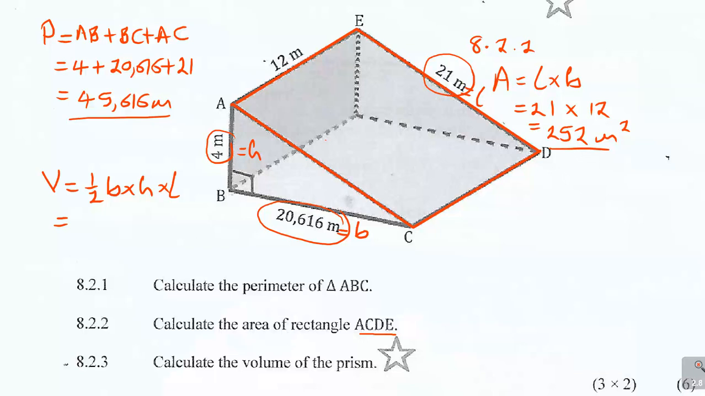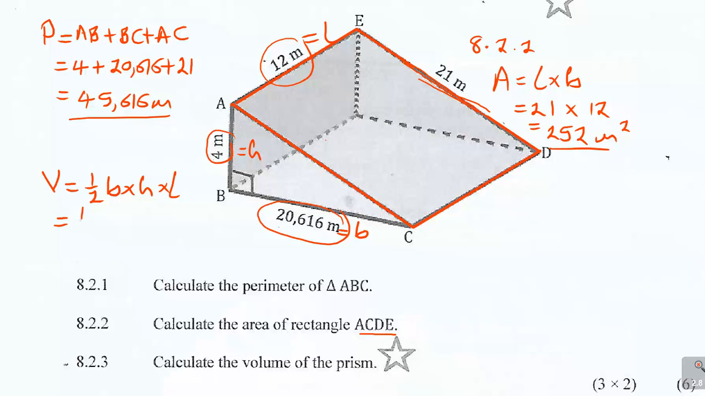So I've got the base times height, and actually this, you need to be careful, that's not the length. The length is this one. It will represent the length because this is the slant height. This is the slant length. So it's half base times height times the length, which is that.